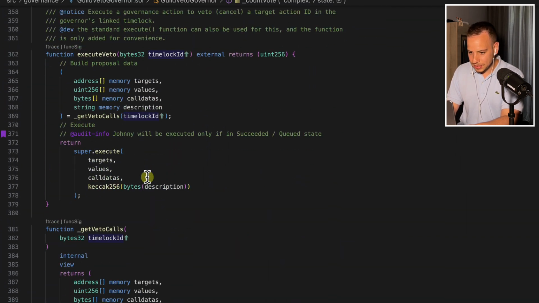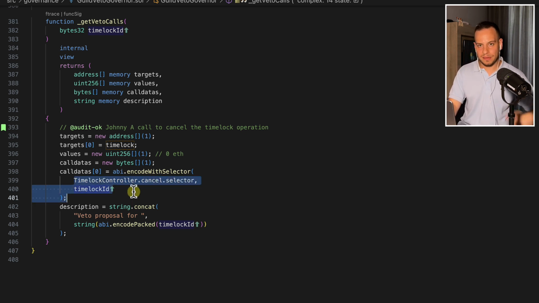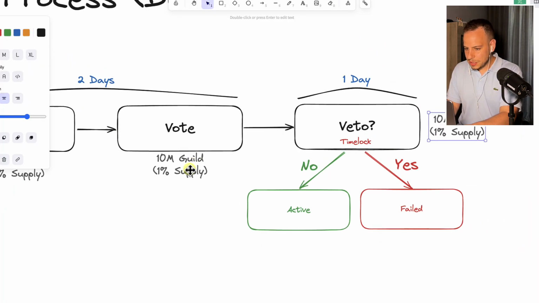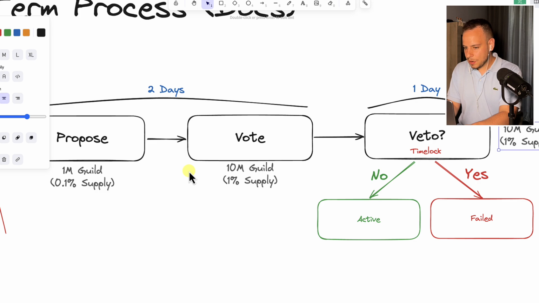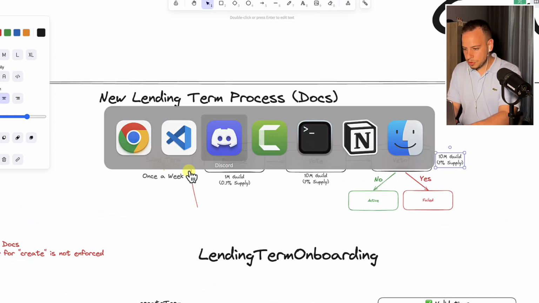The veto is simply just, let's see where it is, get veto calls. It just removes, as you can see, cancels the operation from the time lock contract. So if the veto passed, we just remove it from the time lock contract, and this onboarding proposal is going to go to trash. So lending term onboarding, is that clear? Any questions? How we onboard new lending terms to the protocol?